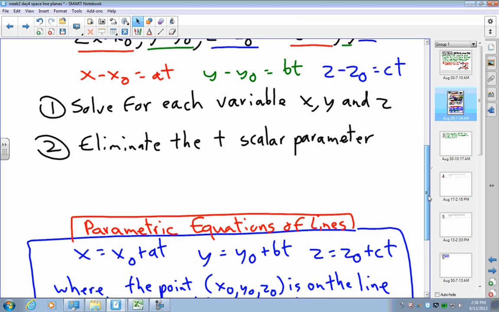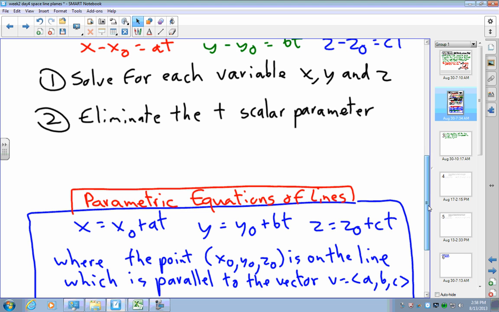So the parametric equation of lines is x equals x naught plus at, y equals y naught plus bt, and z equals z naught plus ct. If you notice, this is my form 1 right there. All I did was solve for each of the x, y, and z. So the point is x naught, y naught, z naught, which is on the line, and it's guaranteed to be parallel to the vector a, b, c.